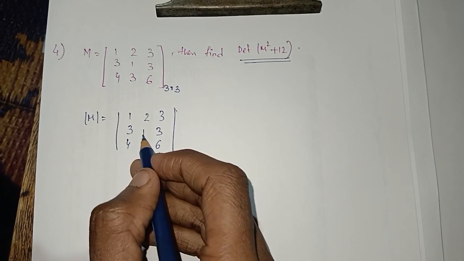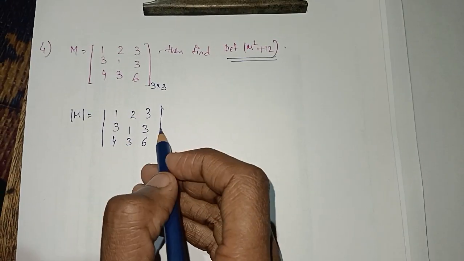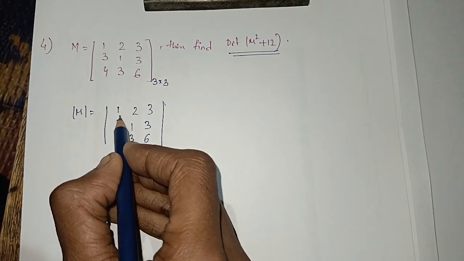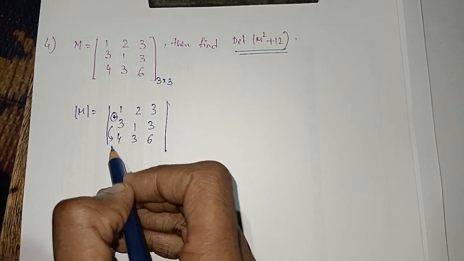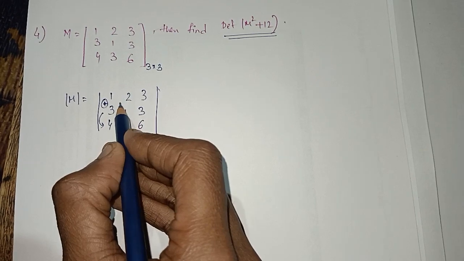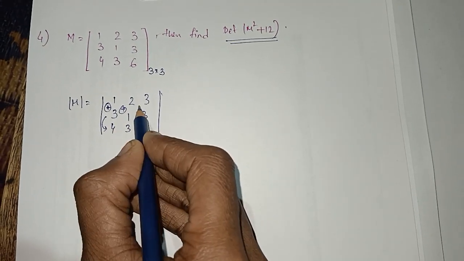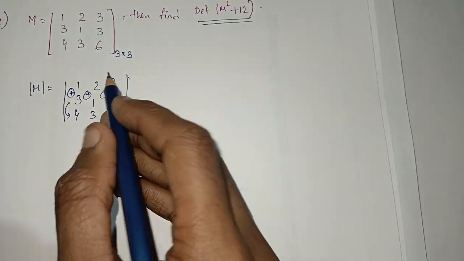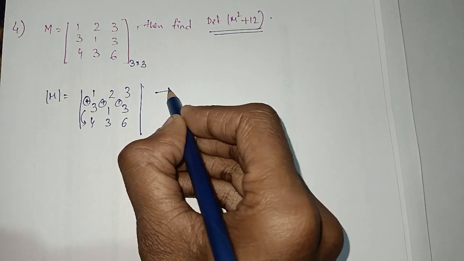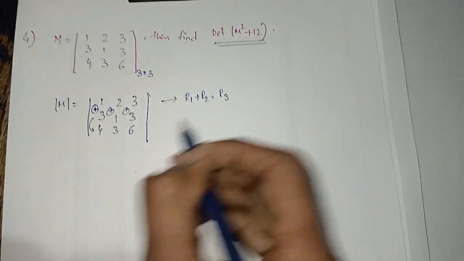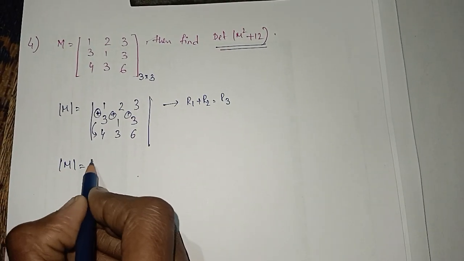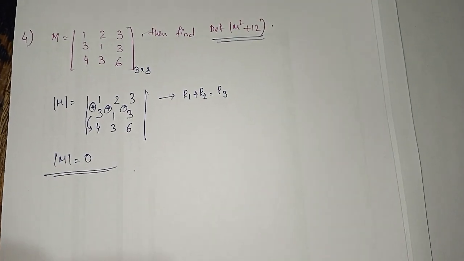We can check if there is any relation. If we add row 1 and row 2 we get row 3: 1 plus 3 is 4, 2 plus 1 is 3, 3 plus 3 is 6. So there is a dependency present, that r1 plus r2 gives r3. So the determinant value of this is 0.